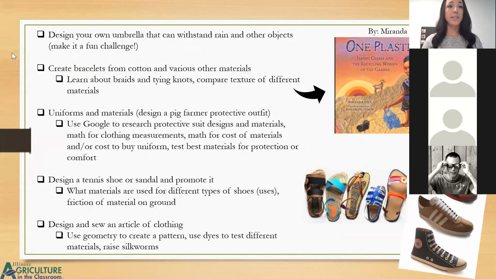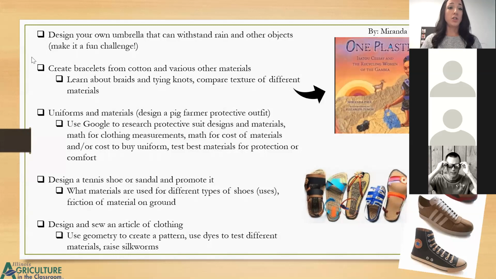They would have to design it, come up with the materials, and think about, okay, well, what's waterproof and how much? In our winter coats that we wear or our raincoats, what kind of materials are they using? Where do those materials come from? Are they synthetic? Are they organic? You can definitely look into that.